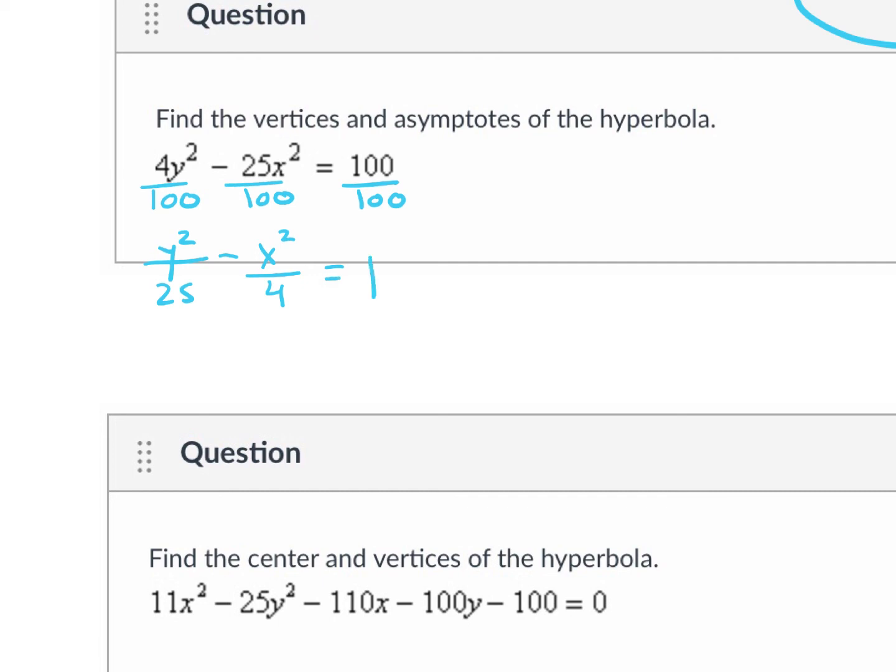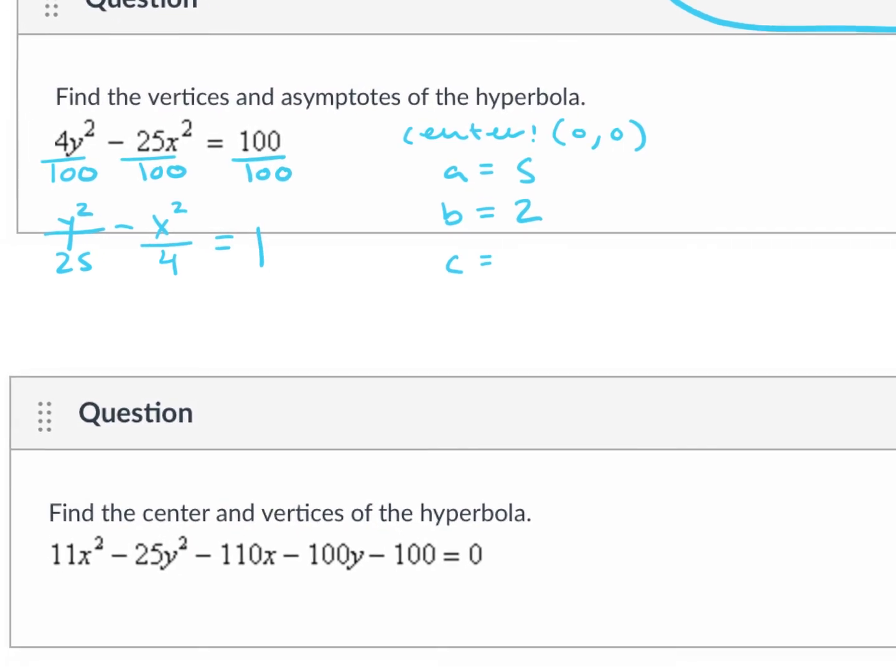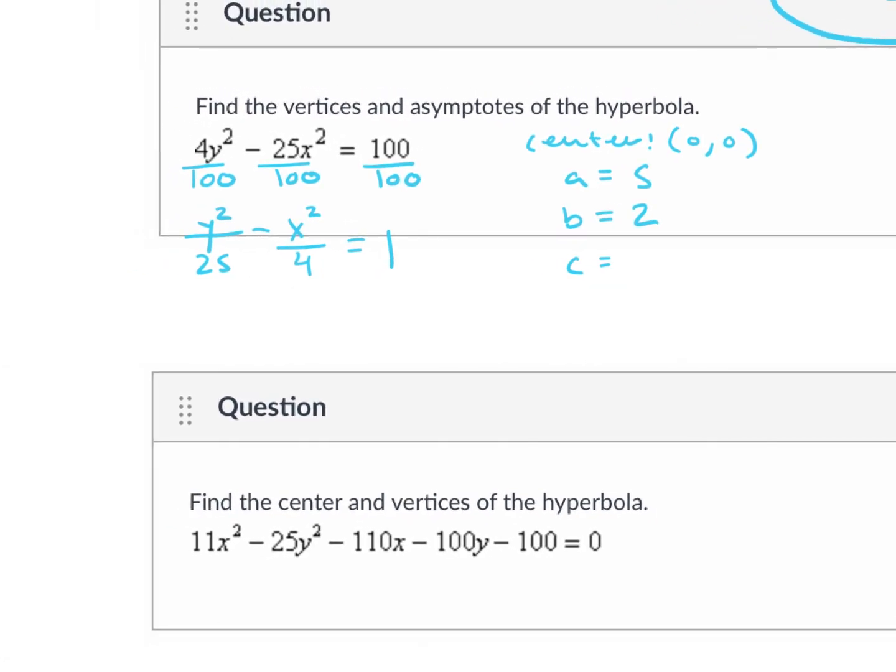So this is our standard form. What's our center? 0, 0. What's our a? 5. What's our b? 2. Perfect. And how do we find our c? a squared plus b squared equals c squared. We don't really need it because it doesn't ask us for our foci. We could find it, let's find it anyway.